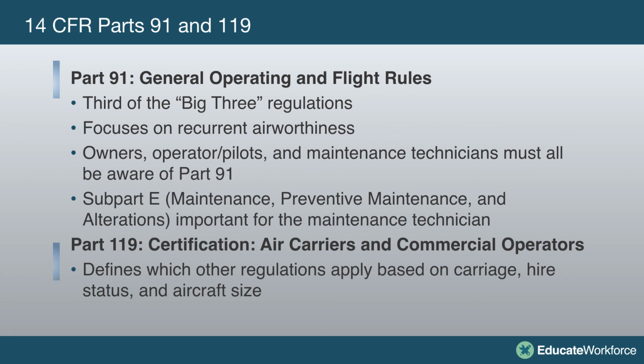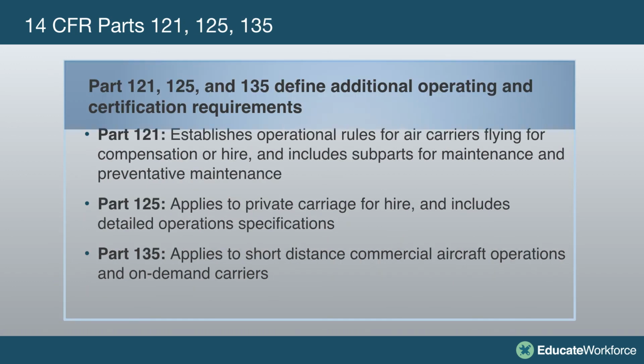Part 119 is a certification of air carriers and commercial air carriers. This is going to define which regulations apply based on the carriage, the hire, and the status of the aircraft and the size of the aircraft. 14 CFR Parts 121, 125, and 135 are going to define additional operating and certification requirements.